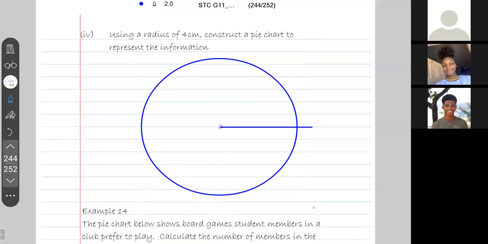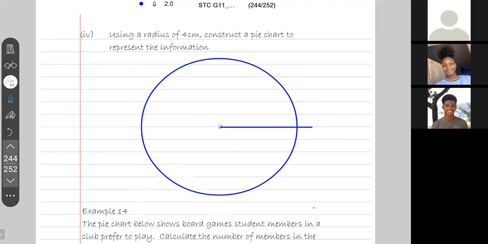Now, what we normally do is put on the different sector angles. We have 36 degrees, 54 degrees, 72 degrees, 90 degrees, and 108 degrees. I normally start from the smallest to the largest, and the smallest sector angle is 36 degrees.